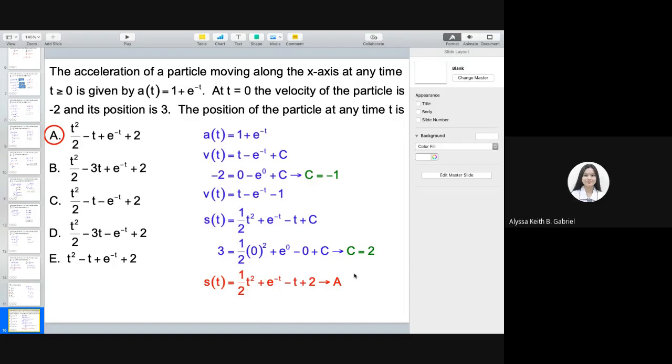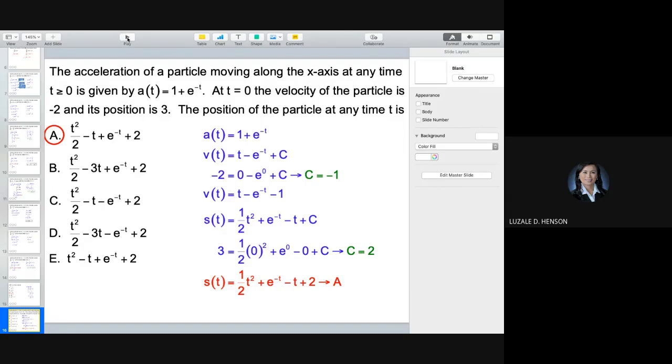Ma'am, question po. Yes, sure. The integral of velocity is the position, no? It seems like you integrated twice here. The integral of velocity is position. In the same way, in reverse, the derivative of position is velocity. We all know from physics, when we apply calculus concepts, the derivative of displacement is velocity. If there's a change in velocity, you get acceleration. So in reverse, the integral of acceleration is velocity. The integral of velocity is position. Okay? Okay, class?